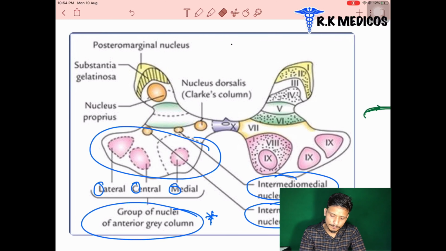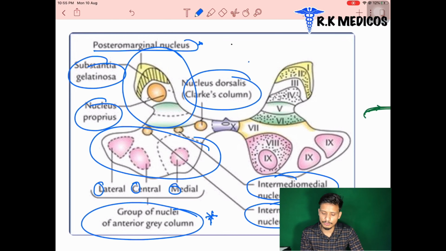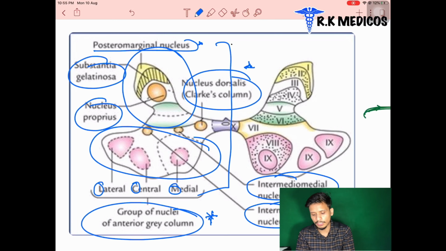Now we are moving to the posterior horn. This is the posterior horn. In it are the posterior marginal nuclei, substantia gelatinosa, nucleus proprius, Clark's nuclei and the visceral afferent nuclei. These all are the nuclei which are located here. You can see in this picture all these nuclei in one section. So these are the gray matter nuclei, and you now know their different functions.